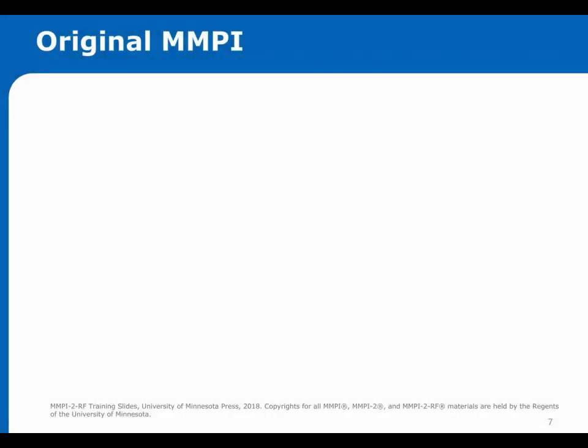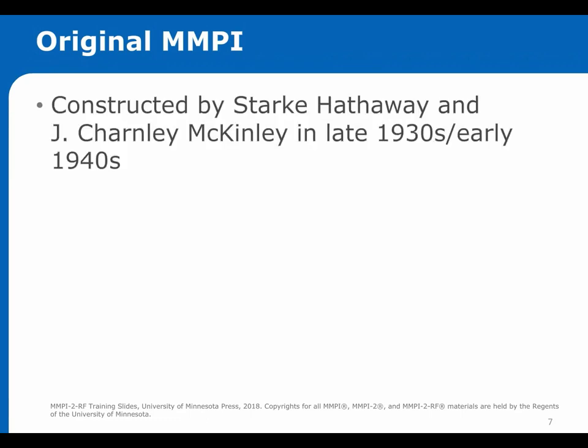As Dr. Ben-Perath just mentioned, the goal he and Dr. Tellegen had in developing the MMPI 2RF was to modernize the MMPI family of instruments. The first instrument in this family was the MMPI, which was developed in the late 1930s and early 1940s by psychologist Starke Hathaway and psychiatrist J. Charnley McKinley at the University of Minnesota Hospital.